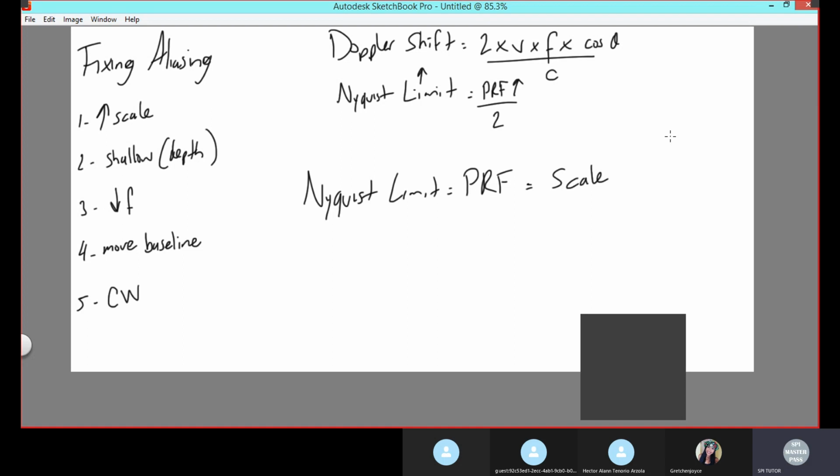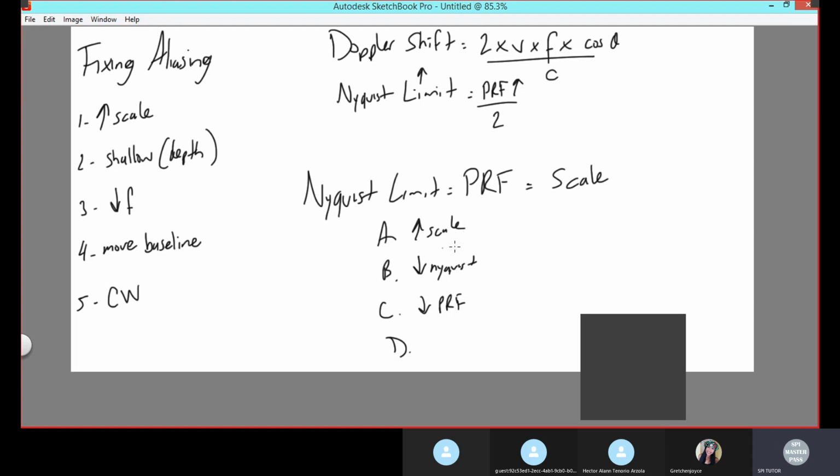If there's already aliasing and I lower my scale, that's bad. My aliasing got worse. If I lower my PRF and I lower my Nyquist limit, that's bad. My aliasing got worse. Okay. So I like to tell students to think of them as the same thing. Because if you come across a question that says you have aliasing and you're trying to fix it, and you start seeing this, increase scale, lower Nyquist, lower PRF, okay? If you remember that they're all supposed to behave the same way, then this doesn't seem as confusing anymore.